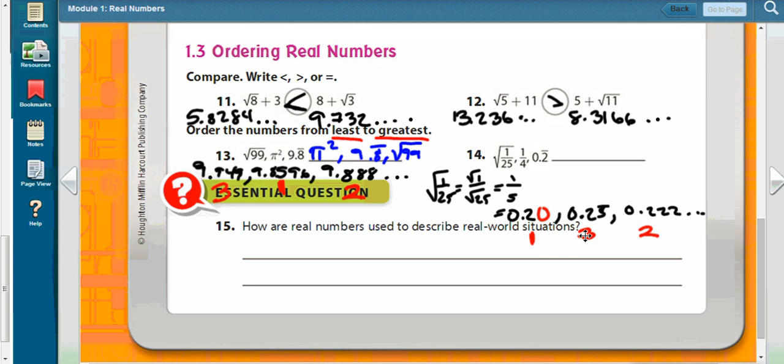So now what are my corresponding original values? 0.2 came from this radical 1 over 25. 0.25 came from 1/4, so that should be a 3. And 0.2 continuing came from 0.2 continuing, so that should be 2. And now we're just going to write them in that order. So the first one should be radical 1 over 25. The second one should be 0.2 continuing. And the largest value should be 1 over 4.